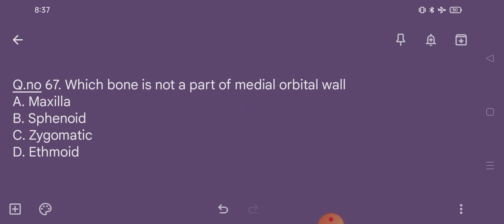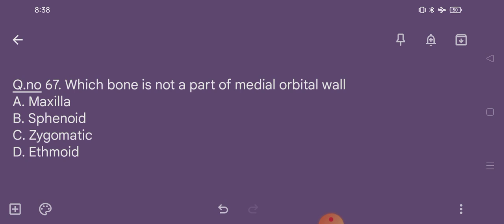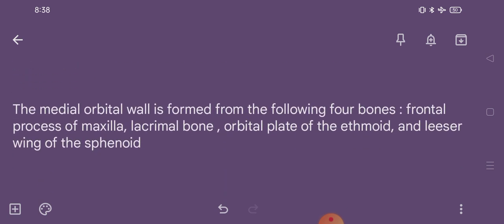Question number 67. Which bone is not a part of medial orbital wall? Option A is maxilla, option B is sphenoid, option C is zygomatic and option D is ethmoid. So correct option is option C, that is zygomatic bone is not a part of medial orbital wall. The medial orbital wall is formed from the following four bones. The first one is frontal process of maxilla, second is the lacrimal bone, third is the orbital plate of the ethmoid, and fourth is the lesser wing of sphenoid.